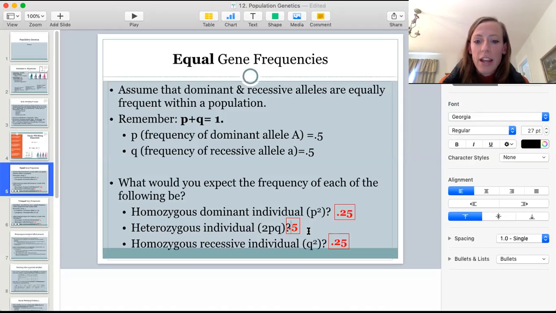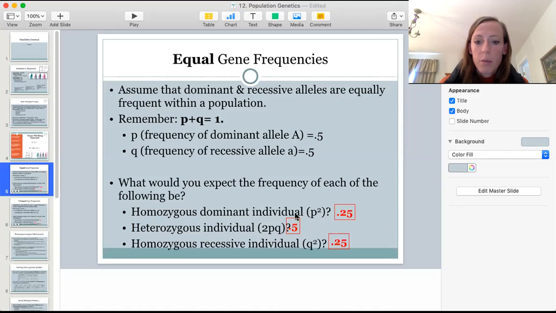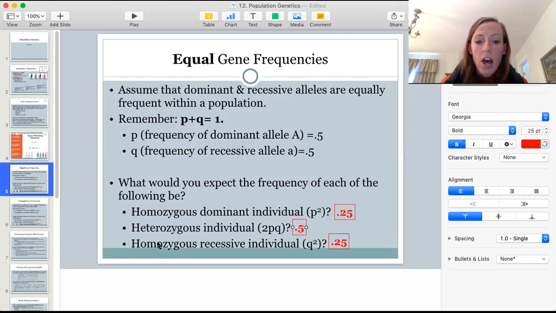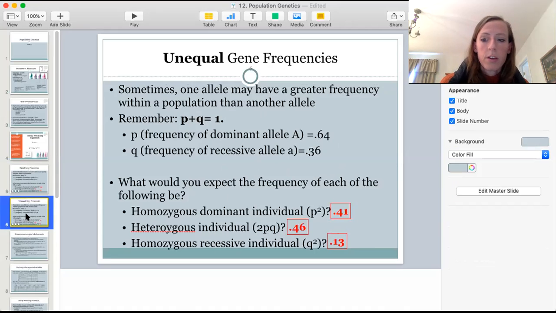Lastly, same concept. We want to know the frequency of homozygous recessive individuals, or Q squared. We can determine it based on the fact that we know Q. 0.5 squared is going to be 0.25. So that's pretty simple. As long as you have either P or Q, you can figure out all the rest. If you have one of them, you've got the rest, because you know that P plus Q has to equal 1. And once you have those, you can determine the frequency of each of the genotypes and each of the individuals.